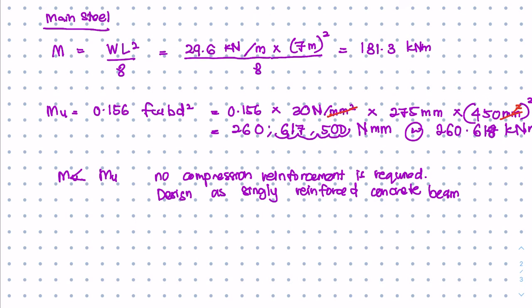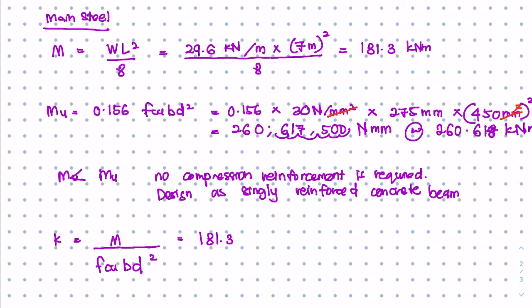After this, we can directly calculate the value of K using the formula K equals M divided by FCU BD square. We know that M is 181.3, which is in kilonewton meter. So anything in kilonewton meter, when we put it into the formula for K, we must make sure that it is in Newton and millimeter, because FCU is in Newton over millimeter square. So it must be Newton for force, and millimeter for anything like length, area or volume and so on.